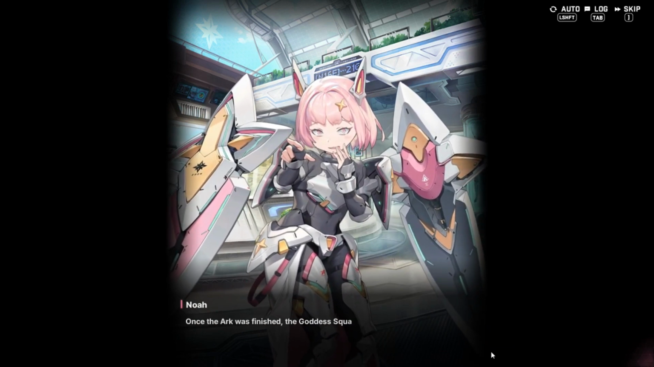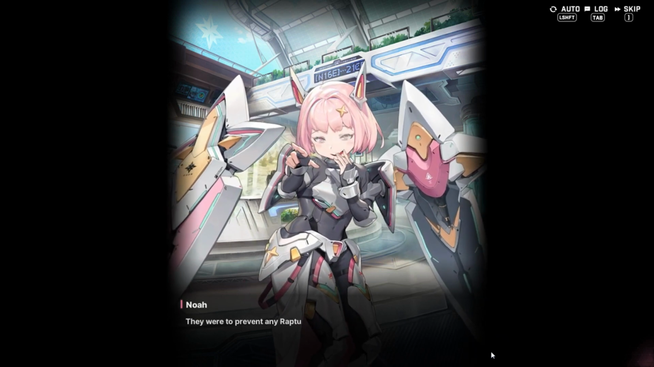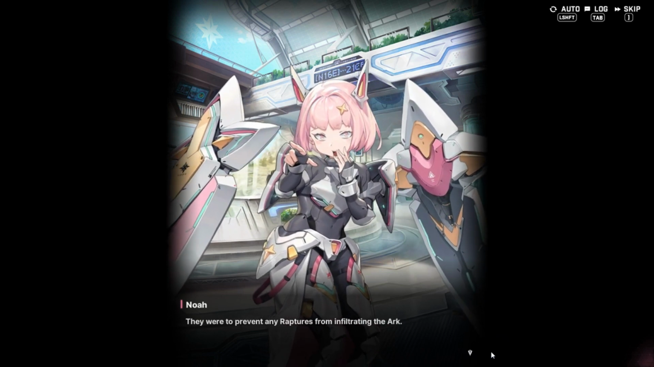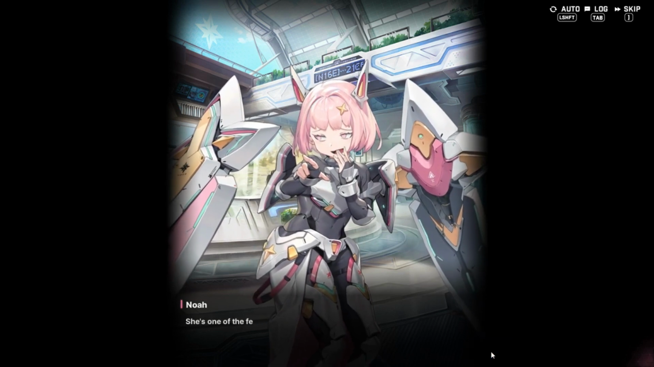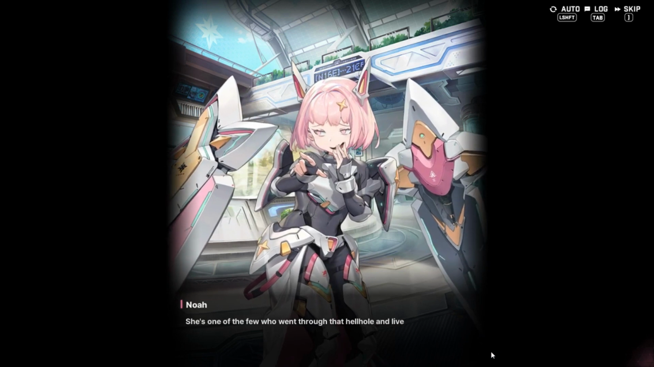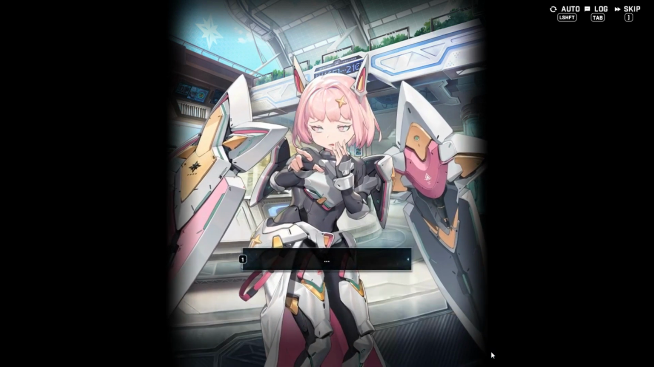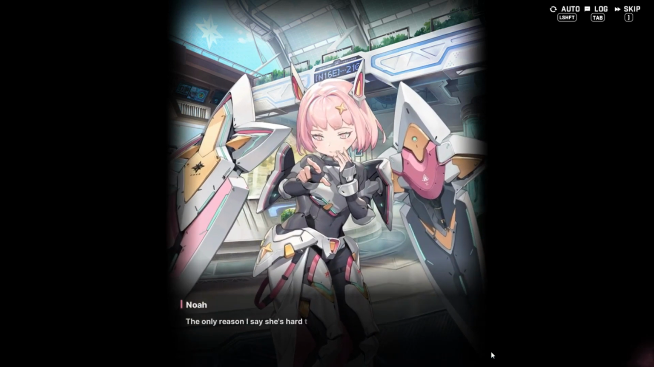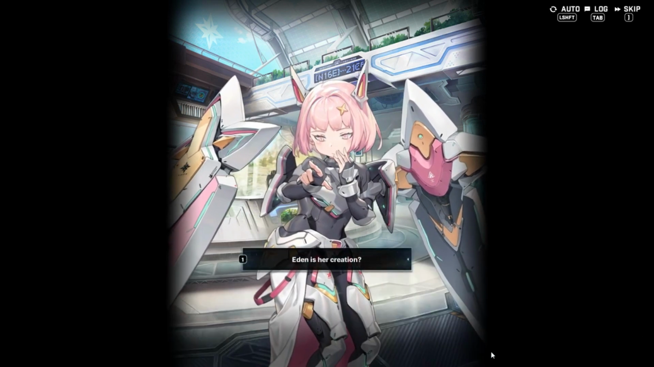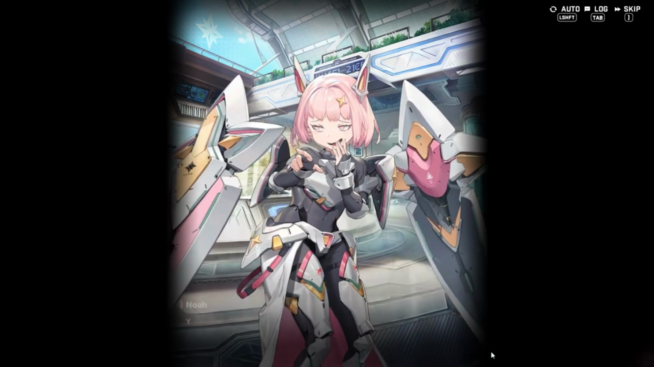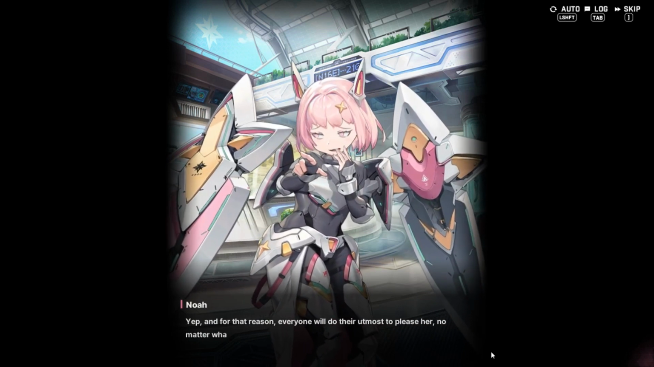Once the Ark was finished, the Goddess Squad stood guard at the main gate. They were to prevent any raptures from infiltrating the Ark. I heard a lot of Nikkes got killed. She's one of the few who went through that hellhole and lived to tell the tale. Pretty heavy stuff. The only reason I say she's hard to get along with is because she's the one behind Eden. Eden is her creation. Yep, and for that reason, everyone will do their utmost to please her, no matter what she wants to do.